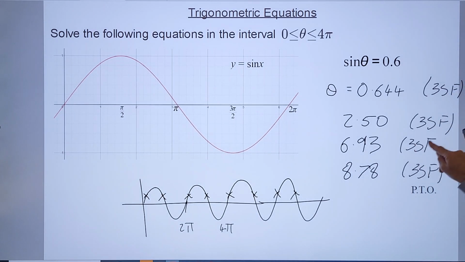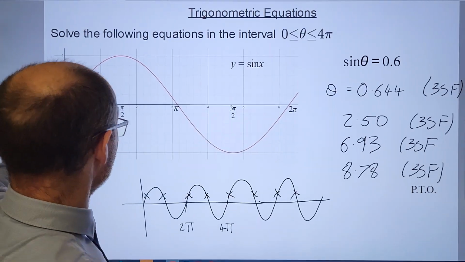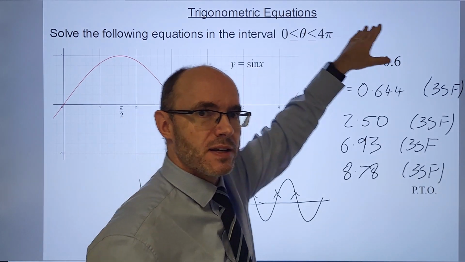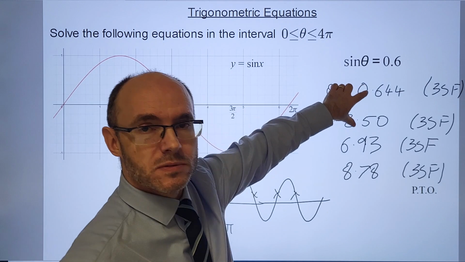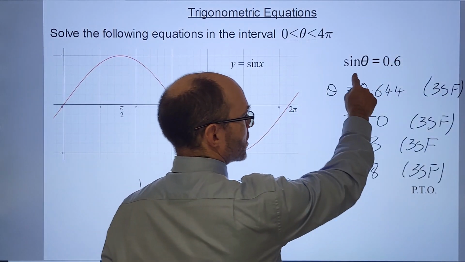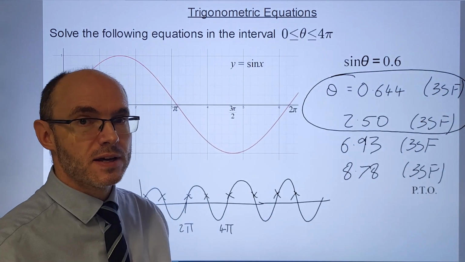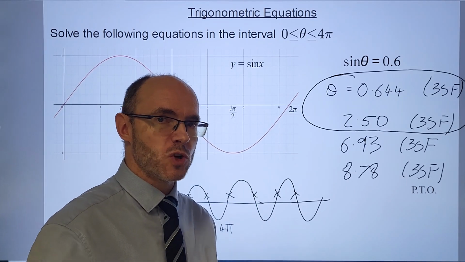If I needed more, I'll just keep on adding 2 pi. If I needed answers that were negative, so suppose the interval is between negative 2 pi and 0, for example, I would just do those two as my initial answers again, and then subtract 2 pi. So I'm always looking to see what are the first two answers I can get in a single period of the graph, and then add or subtract 2 pi from those.